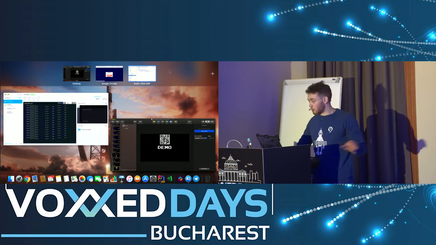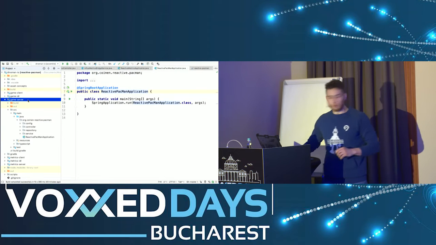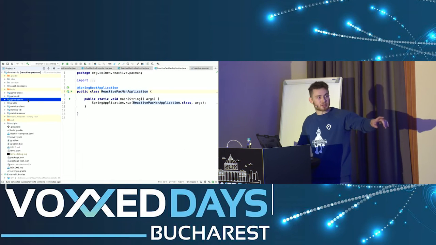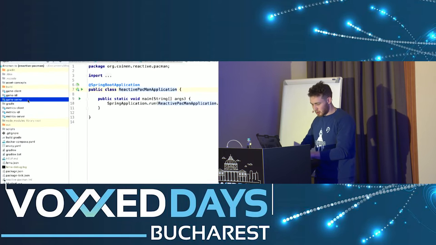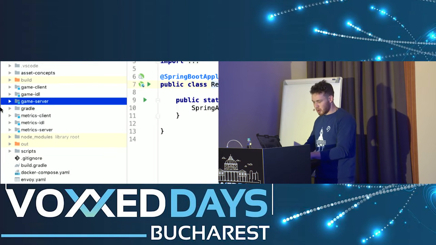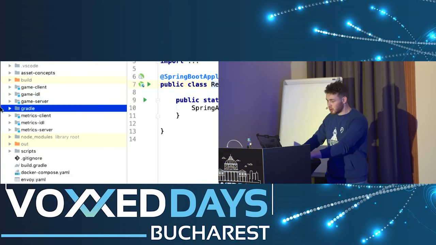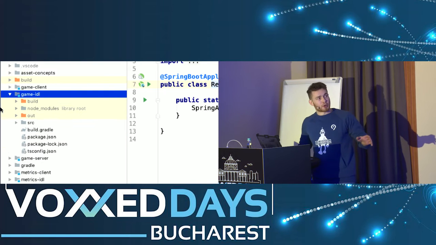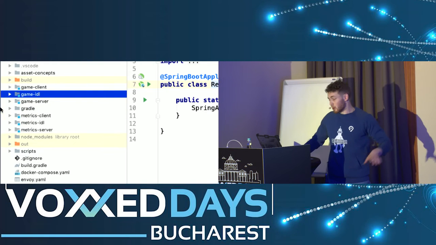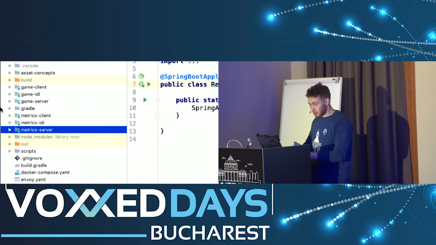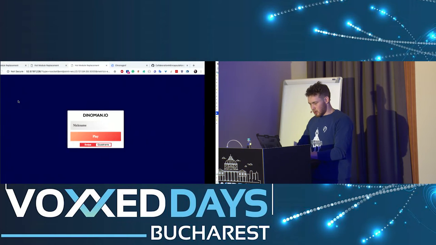Just to inform you that we have some important parts here, like this is a server. Again, let me zoom this. This is a client. Here we have some protobuf IDLs in order to define the API. And here we have the metric server. So here we have all of our components. All right.